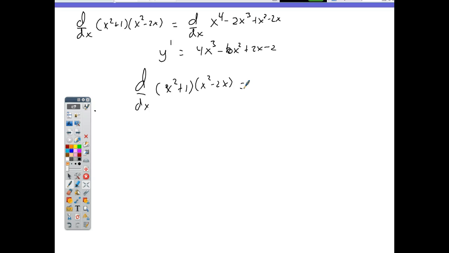So, the first one times the derivative of the second one. What's the derivative of the second one?